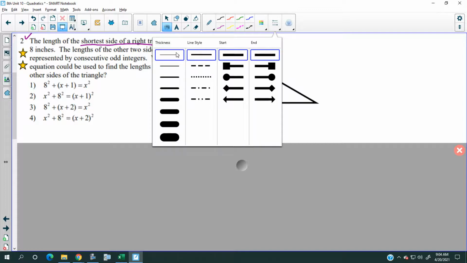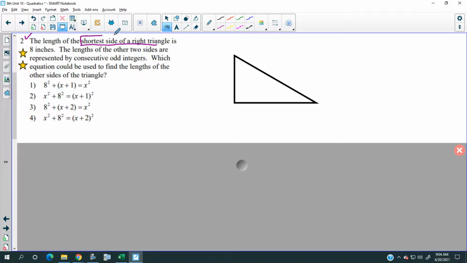So what is it then? The shortest side of a right triangle is 8 inches. Okay, so this is the shortest side. We got 3 sides. That's the shortest side, 8. Oh, this is great. The lengths of the other 2 sides are represented by consecutive odd integers.